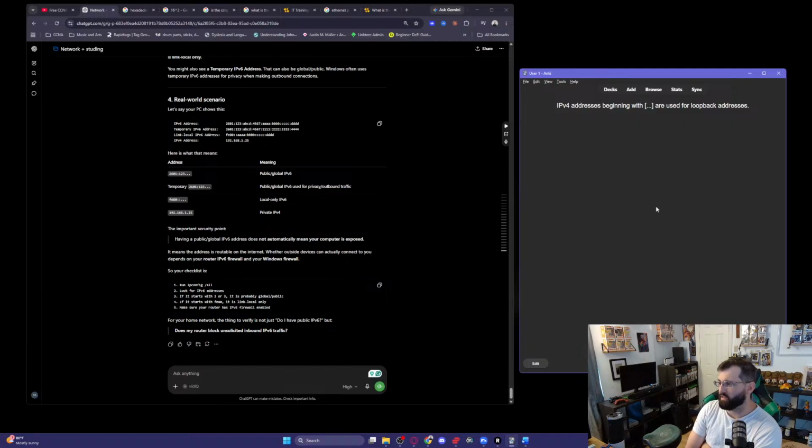IPv4 addressing beginning with blank is used for loopback, 127. We're almost done. Oh, we already did that one. What kind of address is used to test the network software stack? This is the one I had no idea on. Loopback. Loopback tests the network stack.